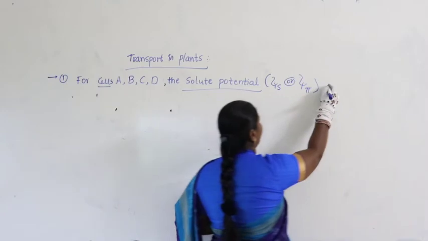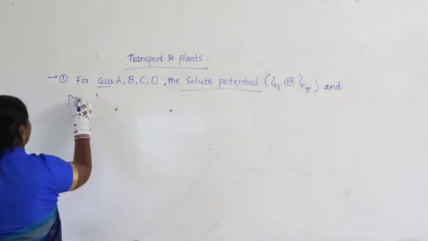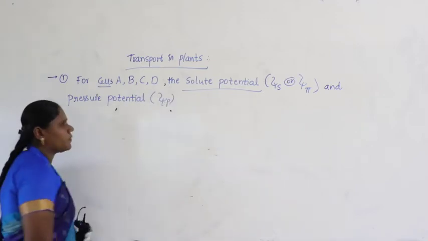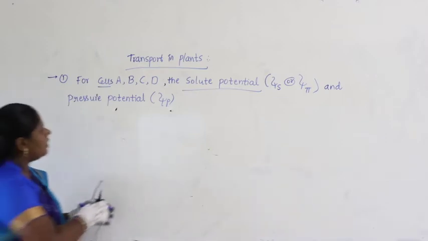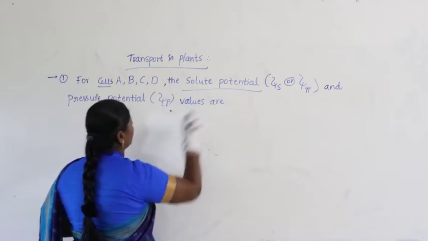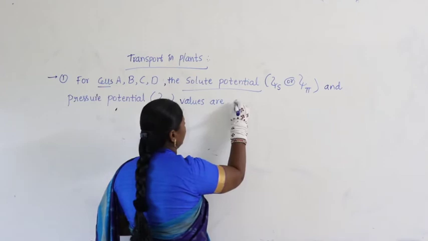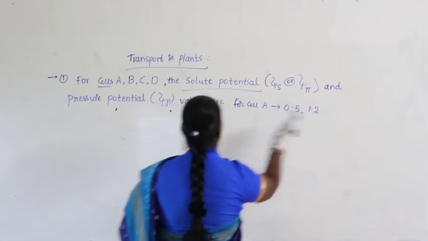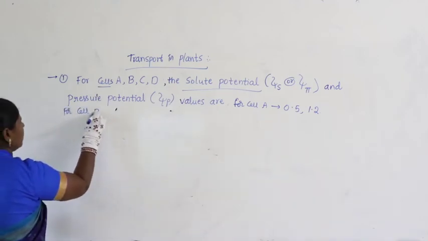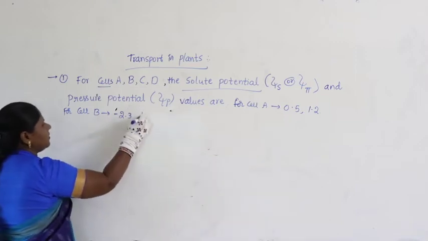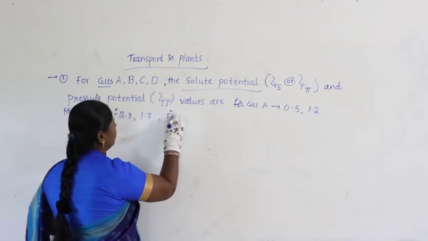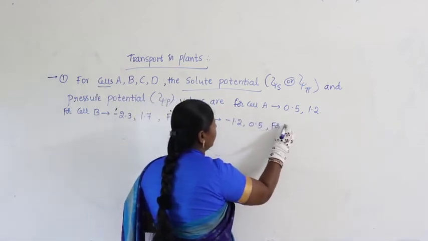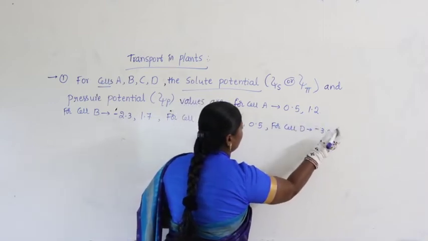So the solute potential and pressure potential. Pressure potential means psi p we can take. Pressure potential value is psi p. The potential values are given like this. Again I am writing for cell A: it is given that 0.5 and 1.2, right, and for cell B it is given as minus 2.3 and 1.7, and for cell C it is given as minus 1.2 comma 0.5, and for cell D it is given as minus 3.2 comma 2.1.